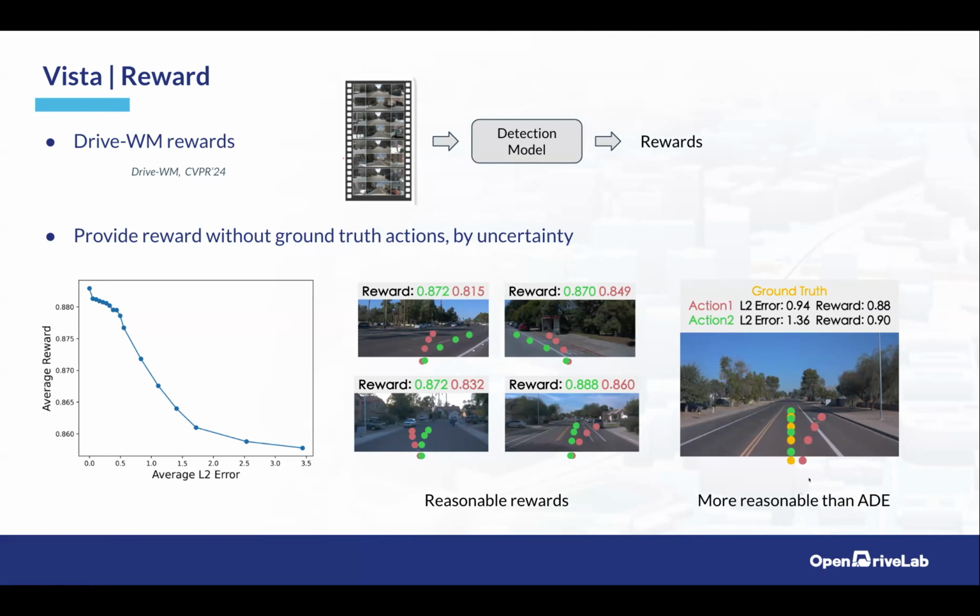And in this example, though the red points correspond to some lower L2 errors, because the recorded trajectory is much shorter than the green points, in the reward part we can show that the reward for the green trajectories is much higher. So this shows the reward from our model is more reasonable than the average distance error.